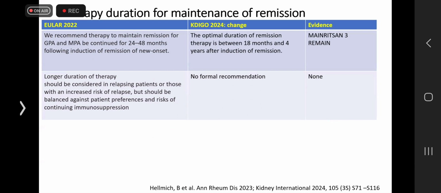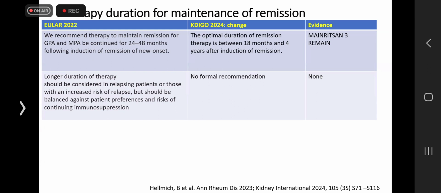In terms of therapy duration, EULAR 2022 recommends maintenance therapy for 24 to 48 months following induction of remission of new onset disease. KDIGO 2024, which is a change from the previous one, says 18 months to 4 years after induction of remission. I think in 2021, it mentioned 18 to 24 months for azathioprine and 18 months for rituximab. The evidence for this comes from the MAINRITSAN 3 and the REMAIN trial.